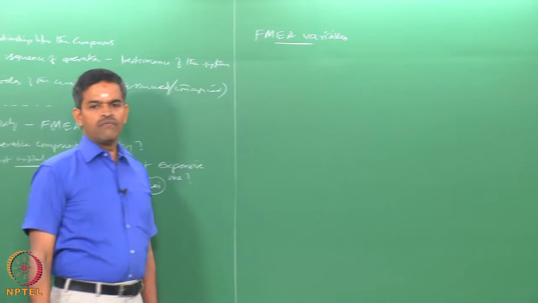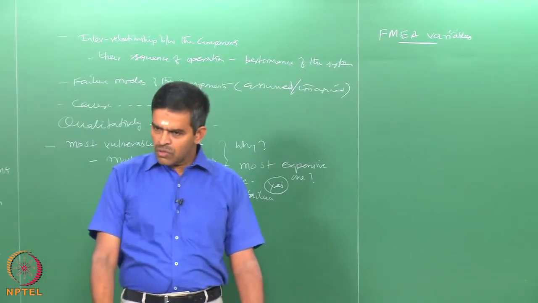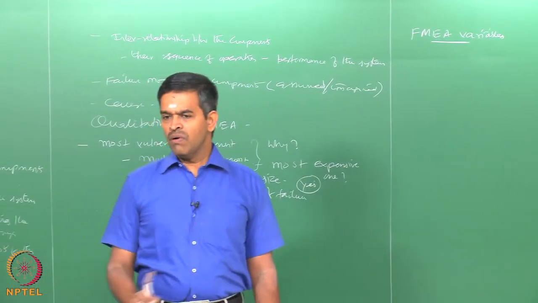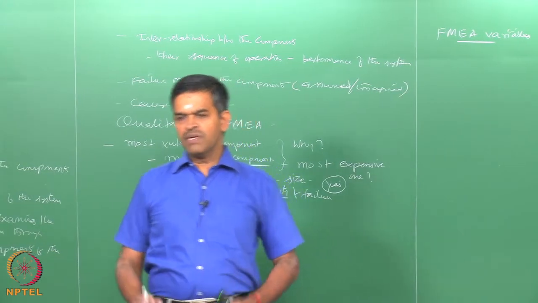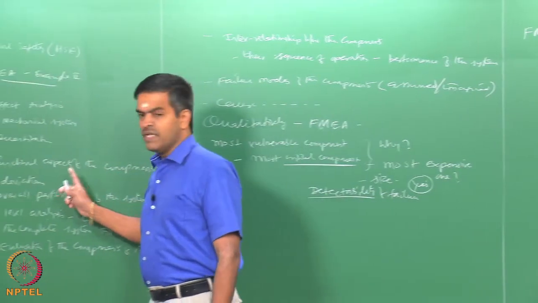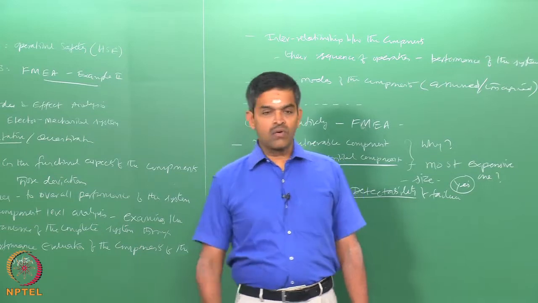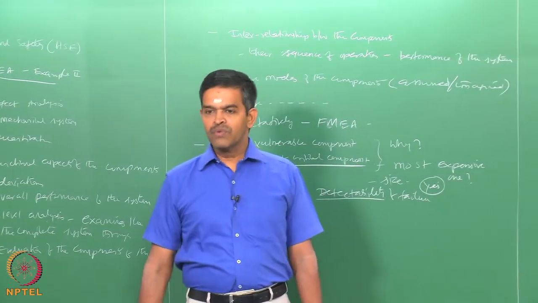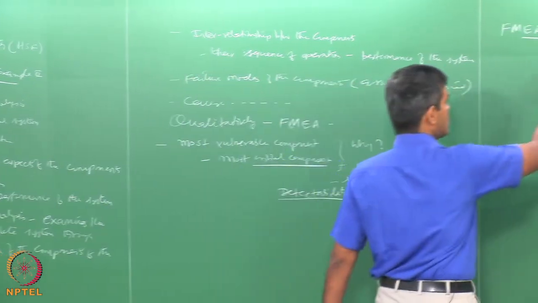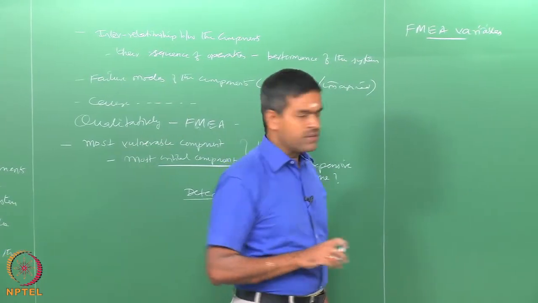Friends, in fact, failure modes are also variables in a given system. However, now I differentiate between the qualitative study we discussed in the last lecture and the quantitative one which I am going to discuss now. So, we call these FMEA variables. These variables are three in nature.